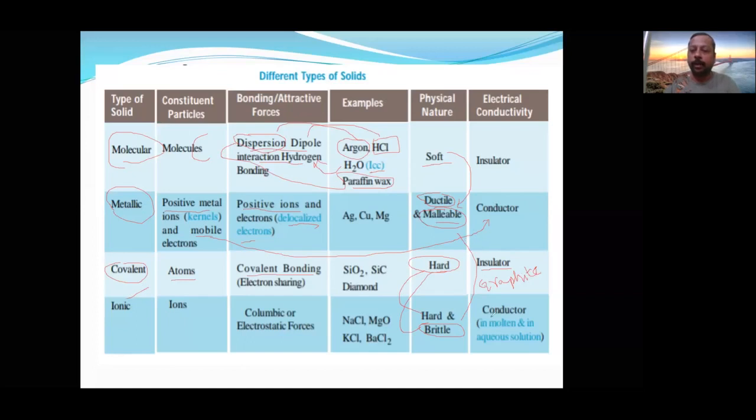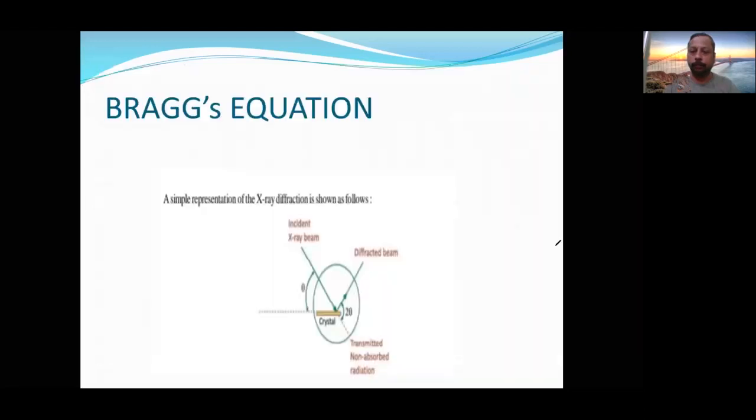They are good conductors of electricity only under one condition: either in molten condition or in aqueous solution. In the solid state they are insulators.